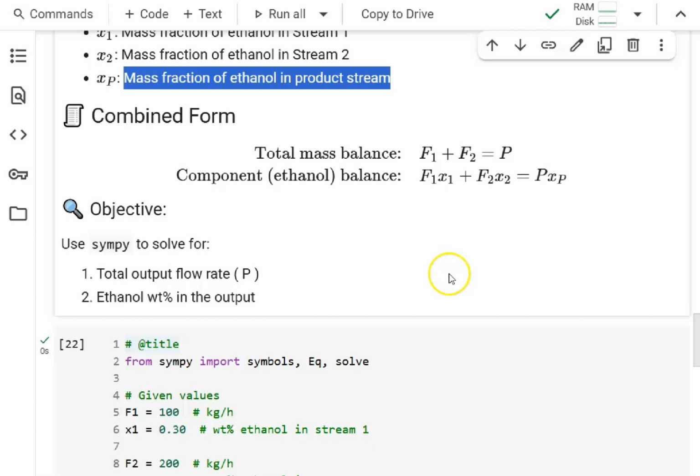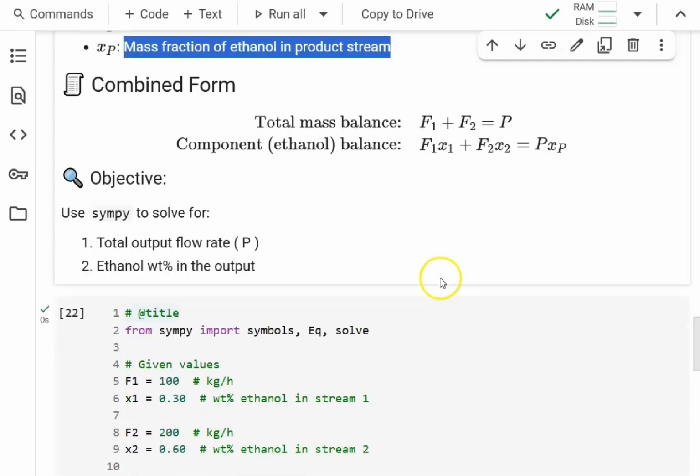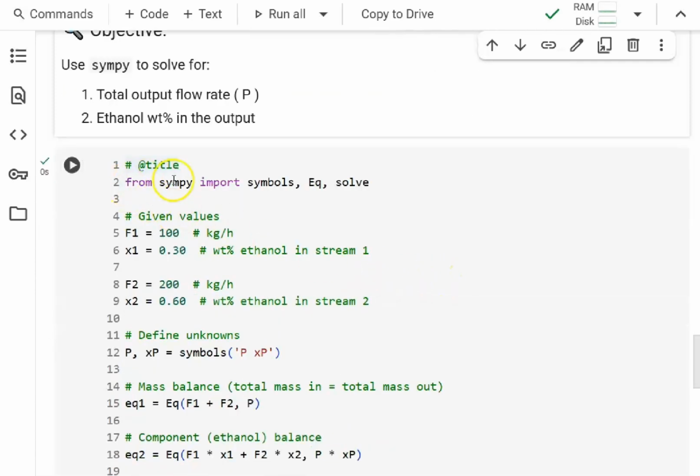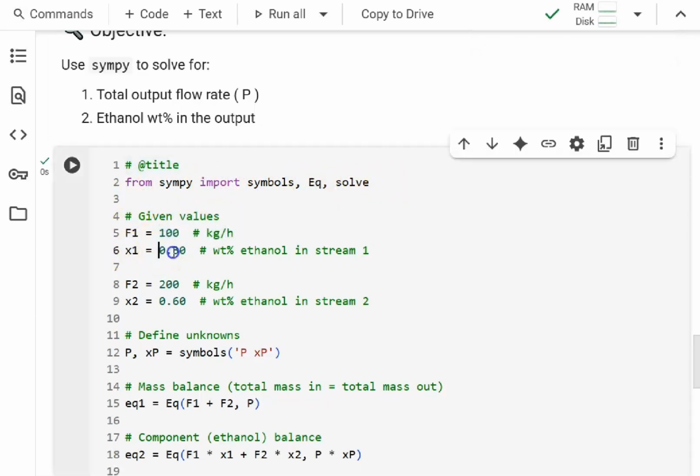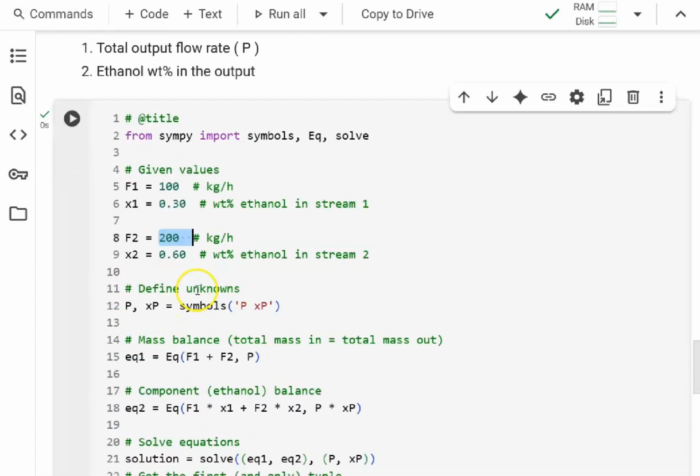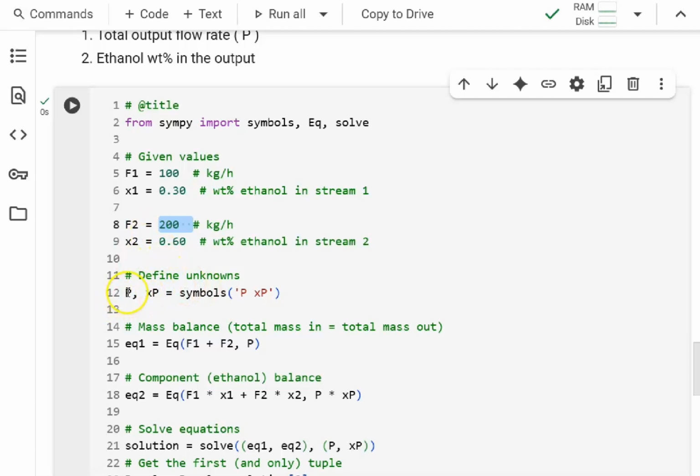Now we will use SymPy to solve for the total output flow rate and ethanol weight percent in the output. For that, from SymPy we are importing symbols, Eq, and solve. Here the given values: F1 is 100 kg per hour, X1 is 0.30, F2 is 200 and X2 is 0.60. There are two unknowns: P, the total product, and XP, the ethanol concentration in that product.